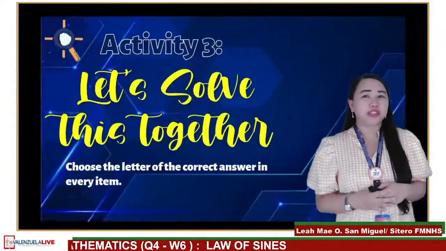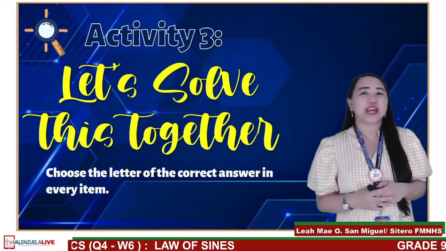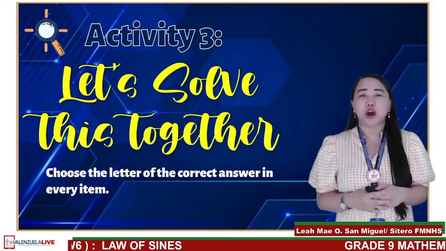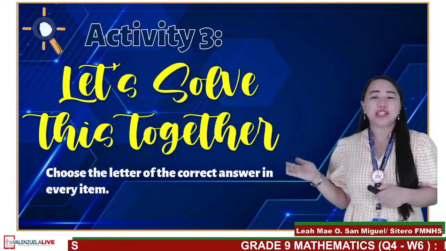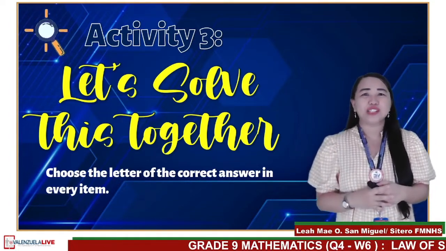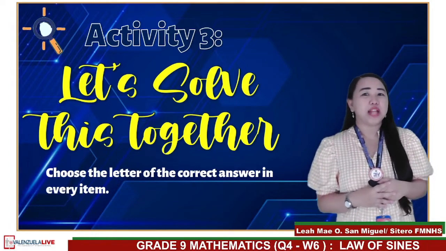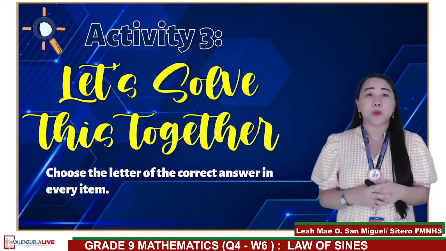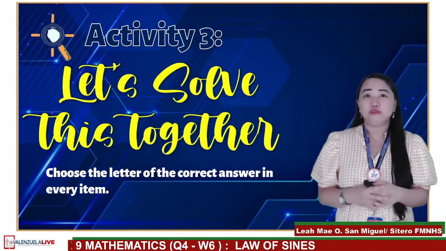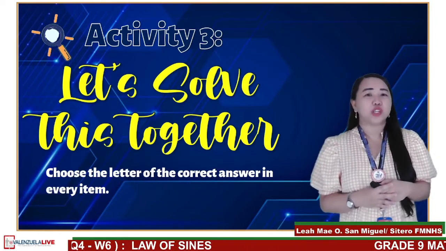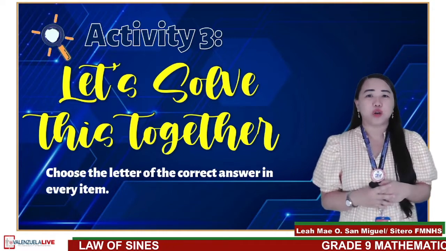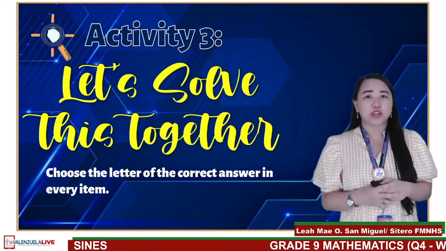At this point, let us test your understanding in solving the missing parts of an oblique triangle by having this activity entitled, Let's Solve This Together. We will answer 5 questions to complete the parts of the given triangle. You will be given 10 seconds to choose the letter of the correct answer in every item.